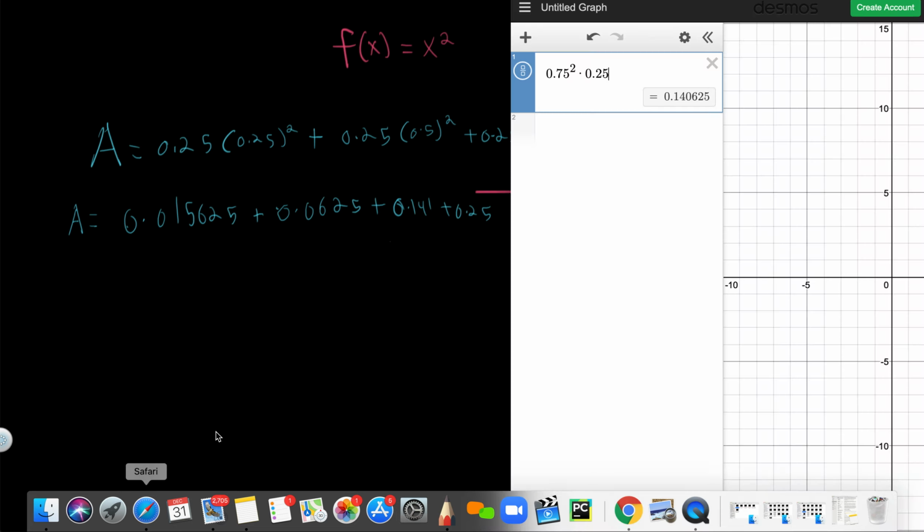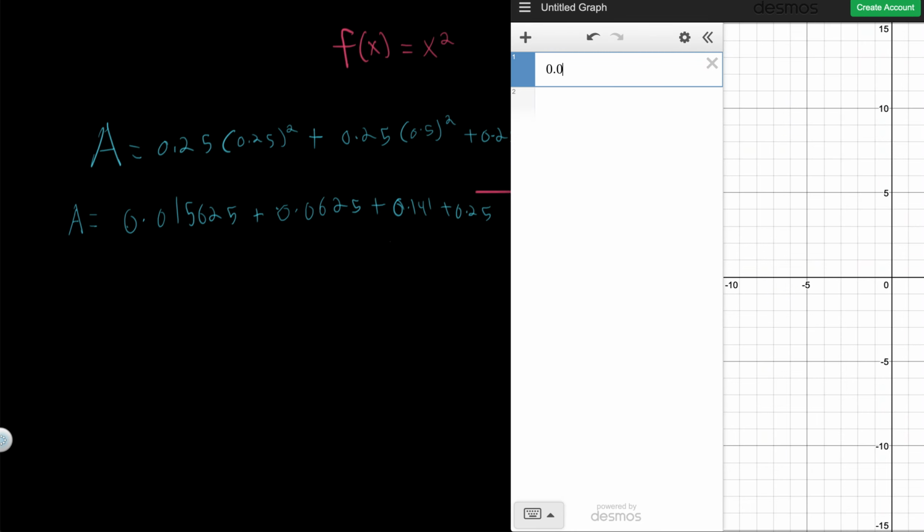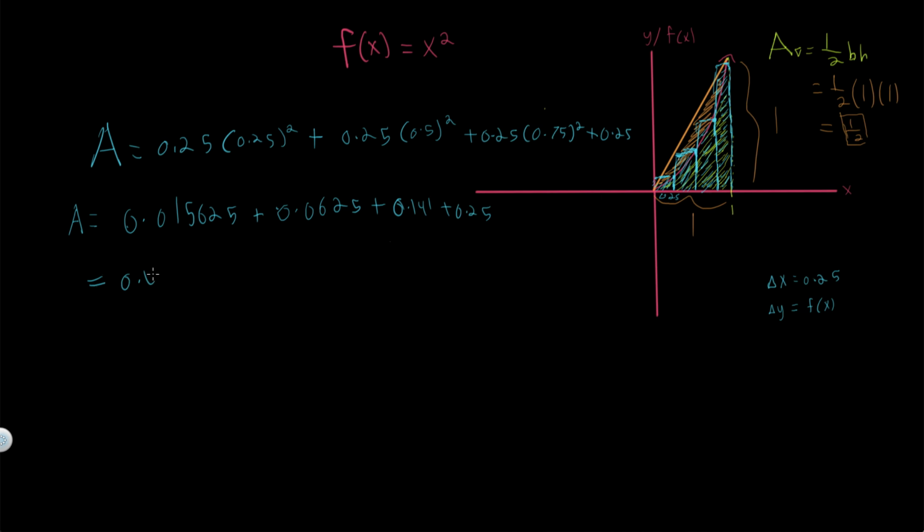So let's add these values. Let's see what we get. We have 0.015625 plus 0.0625 plus 0.141 plus 0.25. So we get 0.469. So we'll say 0.47. And notice when we evaluated the value of the triangle, we got 1/2, which is 0.5.